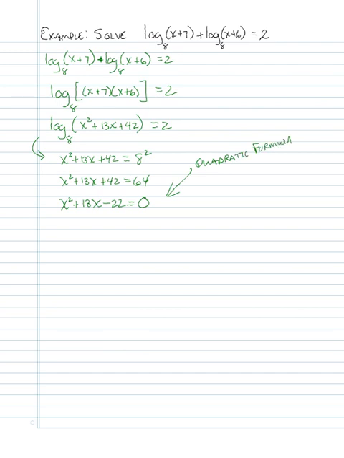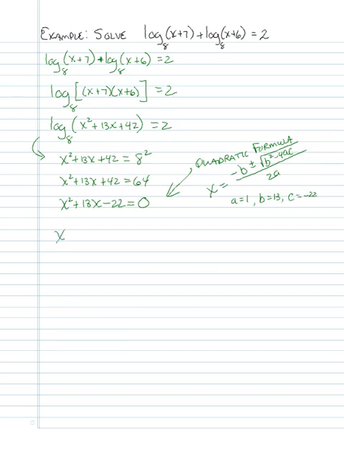So remember how the quadratic formula goes? The solutions are given by the formula, the opposite of b plus or minus the square root of b squared minus 4 times a times c, and all that's divided by 2a. Okay? And of course the a is the coefficient of x squared, the b is the coefficient of x, and the c is the constant term. So in this case, the a is 1, the b is 13, and the c is negative 22.